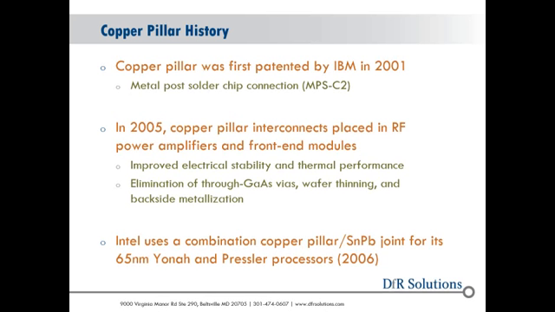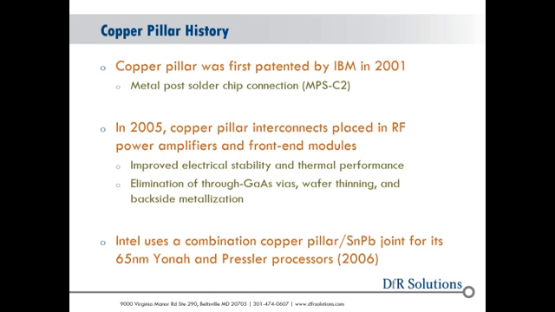It provides a lot of benefit from an electrical stability perspective. It provides a lot of benefit from the thermal performance perspective, and it saves a lot of money, because the way the power amps and front-end modules were packaged required a lot of additional processes, including wafer thinning and backside metallization. All that goes away with the copper pillar. So there's a huge driving force to integrate that technology.